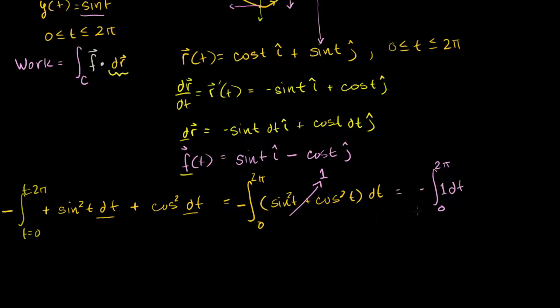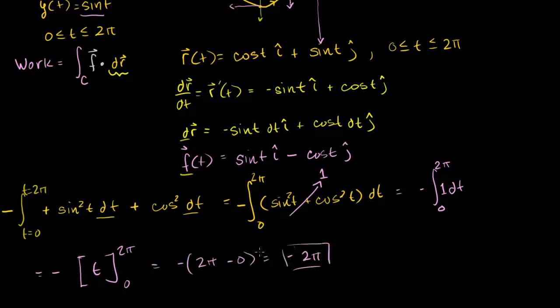Then the antiderivative of 1 is just t. So this is equal to minus, and that minus sign is just the same minus sign that we're carrying forward. The antiderivative of 1 is just t, and we're going to evaluate it from 0 to 2 pi. So this is equal to minus 2 pi minus 0. So this is just equal to minus 2 pi. And there you have it.